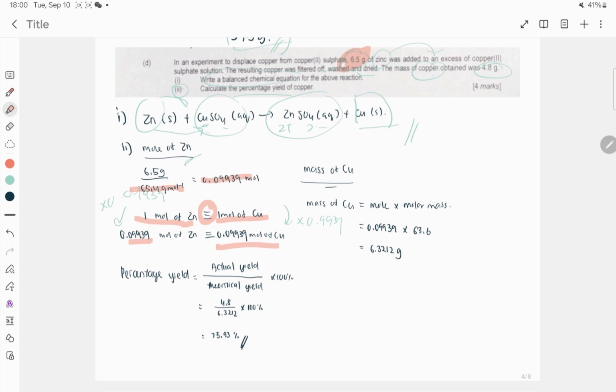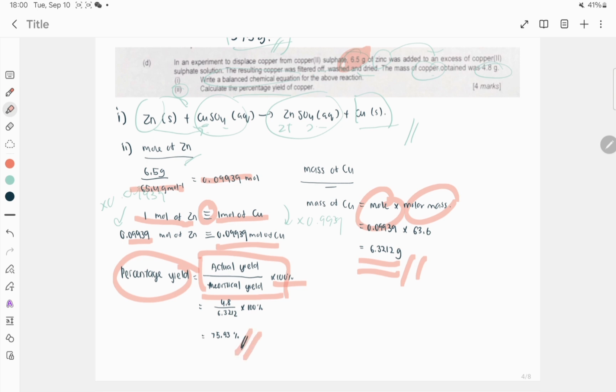To calculate the mass, we simply times the mole and the molar mass. Over here, we will get a final answer of mass, which is 6.3212 gram. Then to calculate the percentage yield, we need to write out the formula first, and the 100% is very important. After you sub the value, you will get a final answer of 75.93%. So that's all for this question. Thank you.